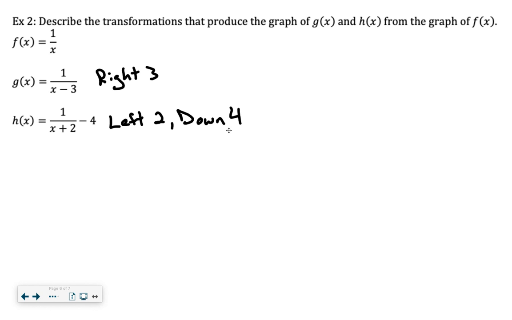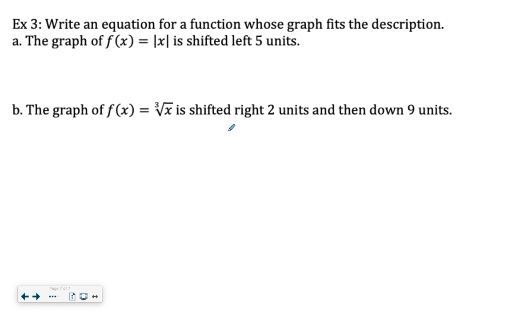So our final example then is, given a description, write the equation. Let's say that our original graph is the absolute value of x, and I want to shift that left 5 units. So left is going to be inside of my function. So my new function, they didn't specify what to call it, but I'll call it g of x, is going to be the absolute value of, and if I'm going to the left, that means I'm adding. So I'm going to have the absolute value of x plus 5.